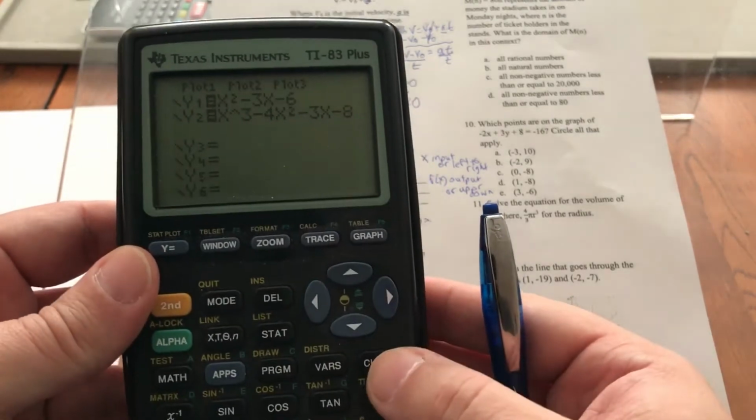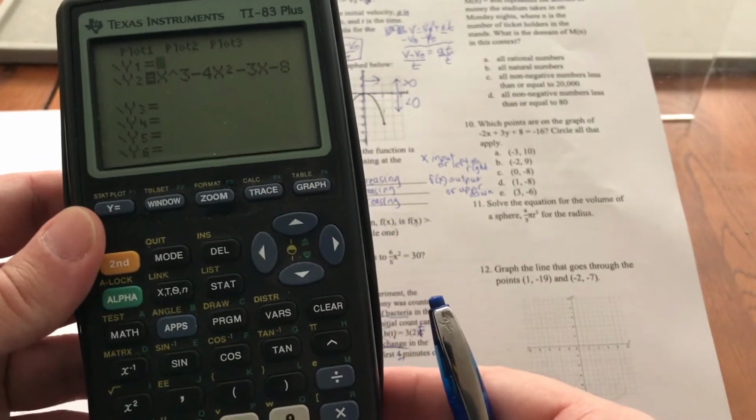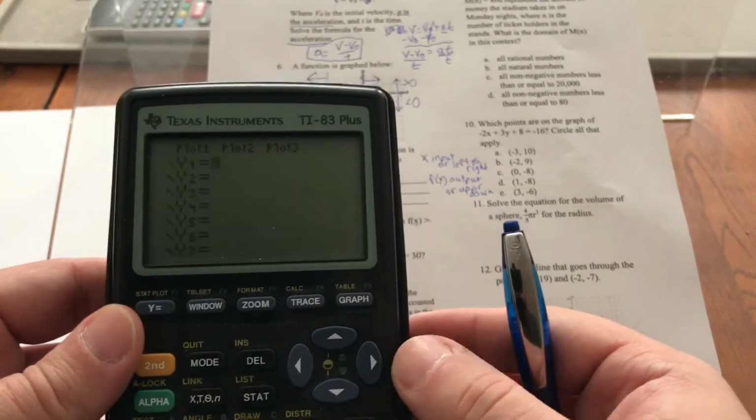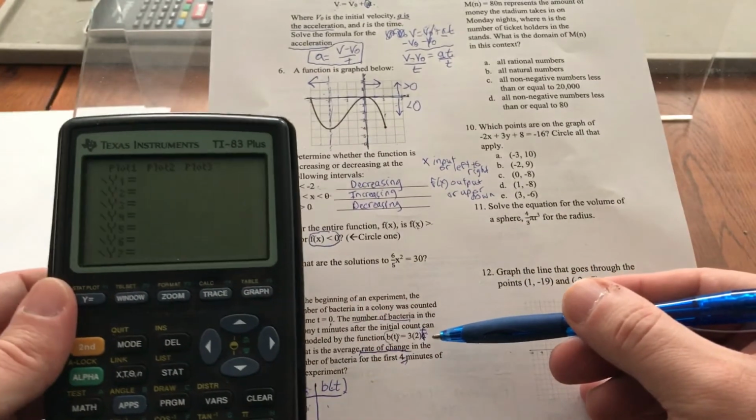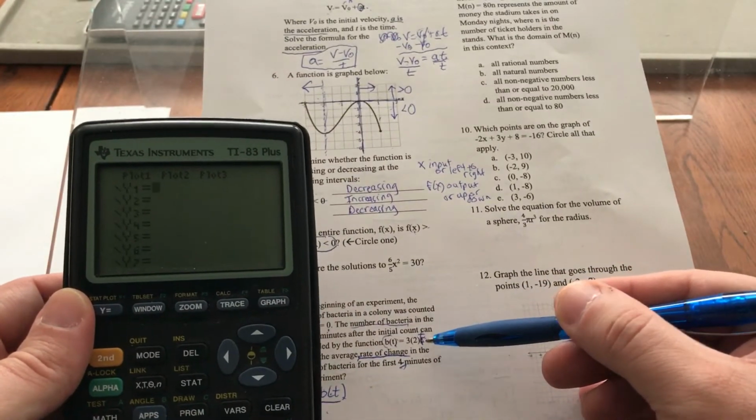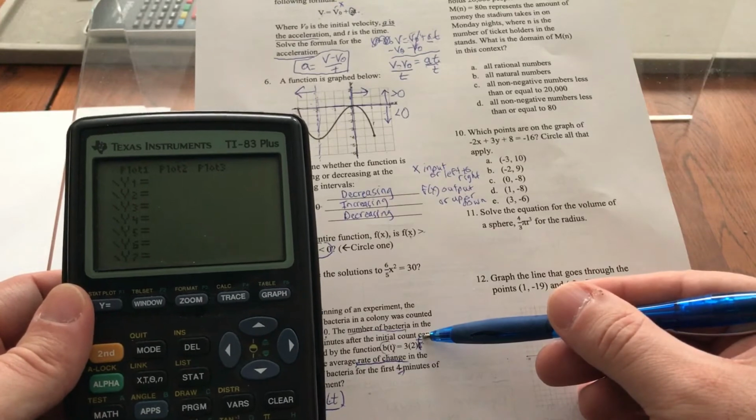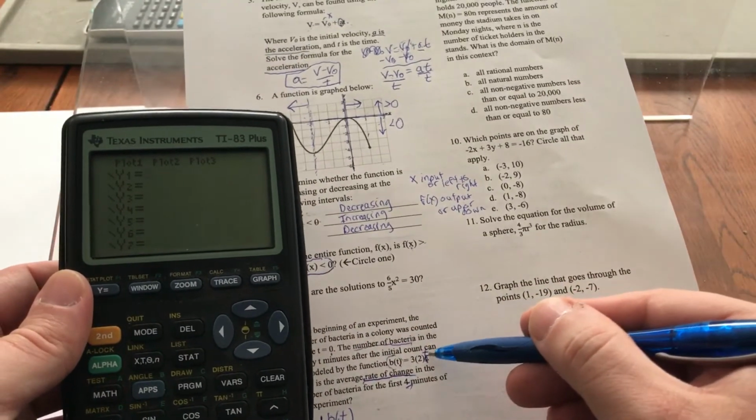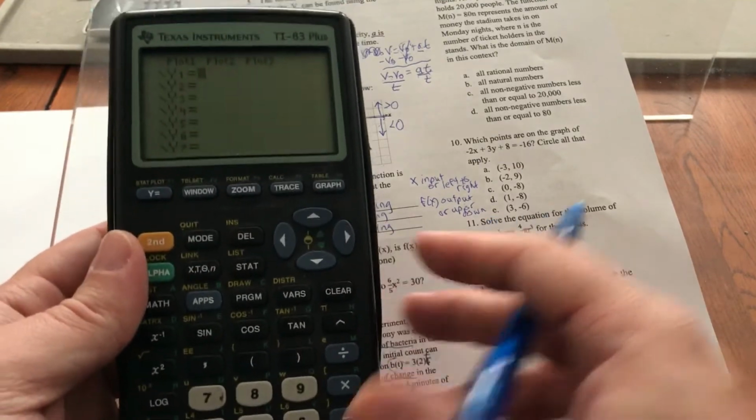We'll clear out our functions, anything that's there. We hit clear, enter, and clear. And we'll come back up to y1, and we'll input our function into the calculator. Our function is 3 times 2 to the exponent t. All right, and you can type it exactly the way you see it. Put the parentheses around the 2 and everything there.